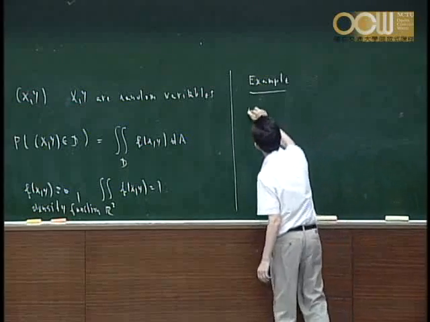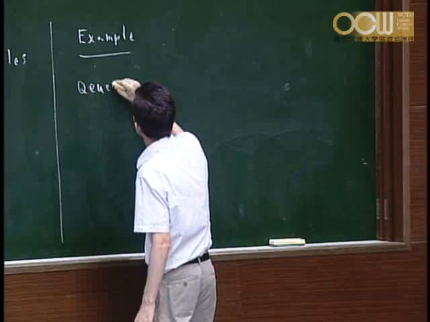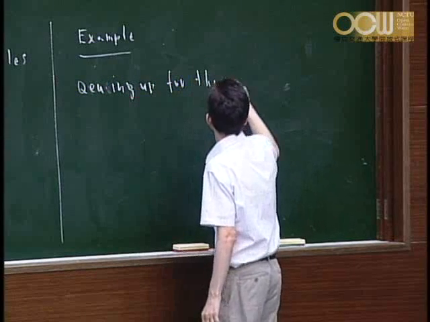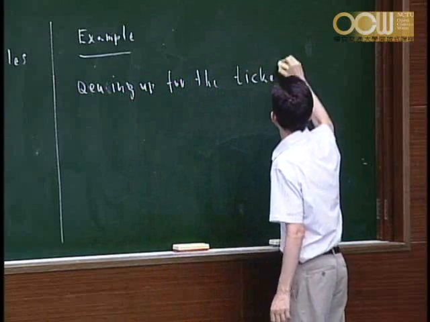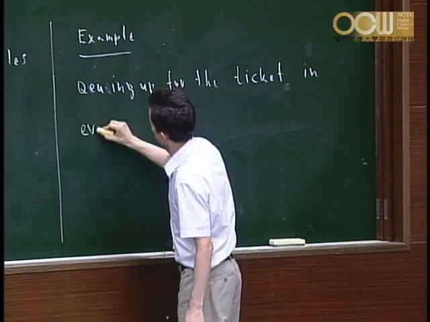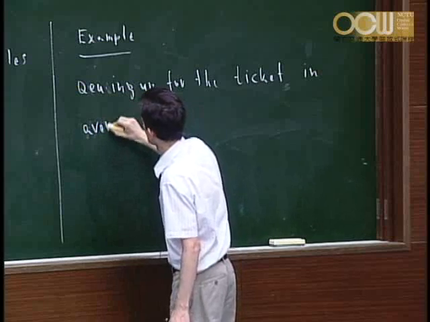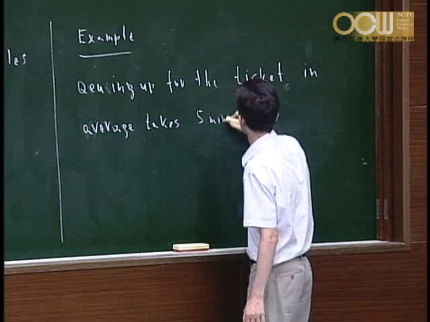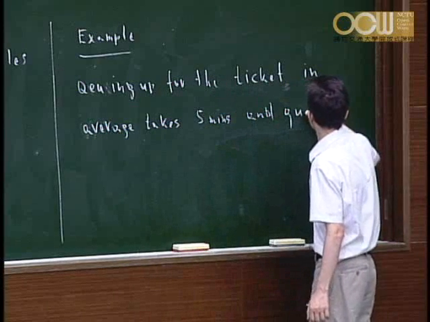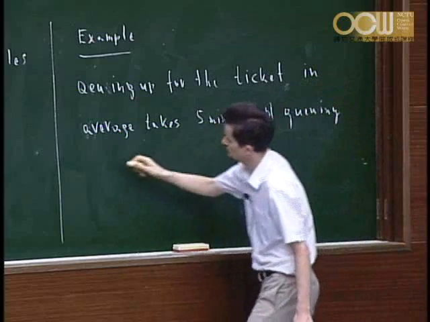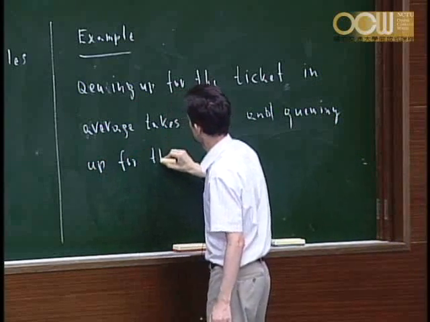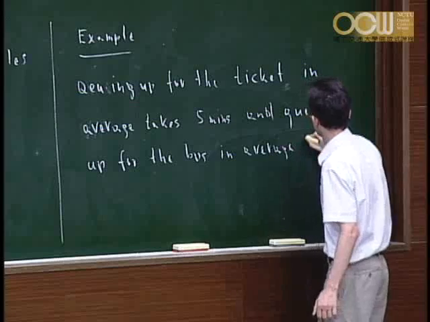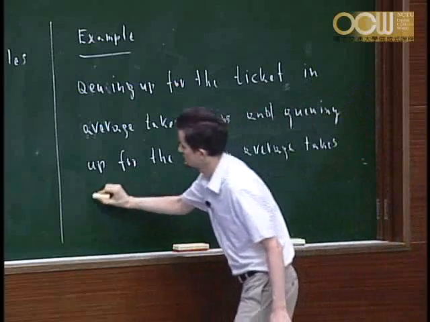So queuing up for the ticket on average takes 5 minutes, and queuing up for the bus on average takes 10 minutes.